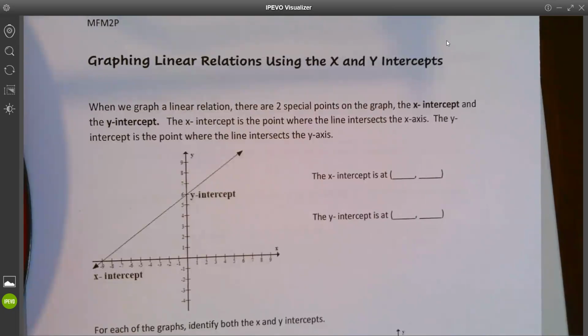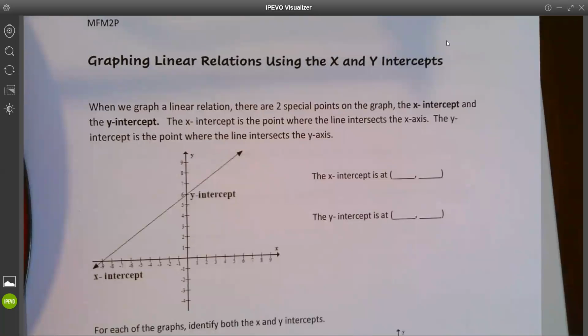In the grade 10 applied math class, we have been learning about graphing linear relations. And we've so far covered two different methods. The first one being a table of values, and the second one working with equations in y equals mx plus b form, and plotting the y-intercept and using the slope to find second and third points on the graph.